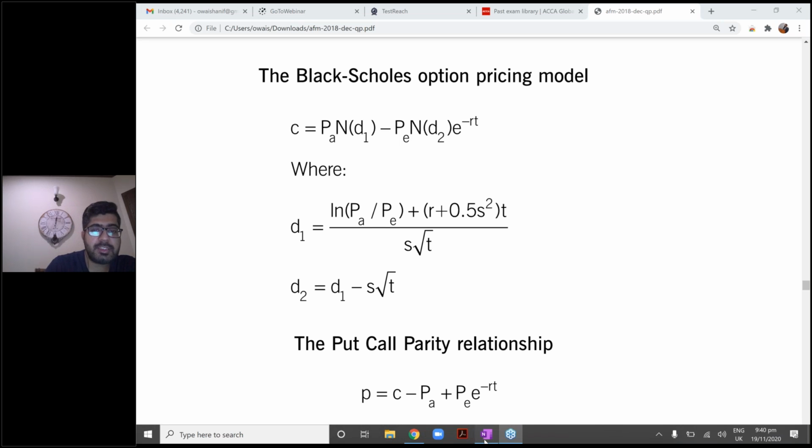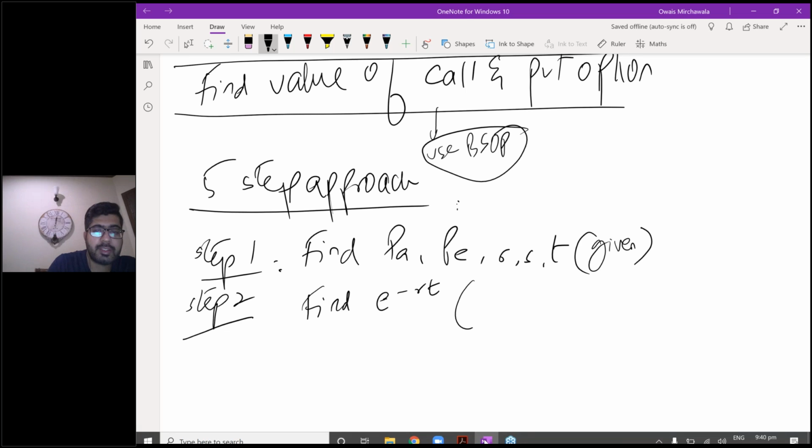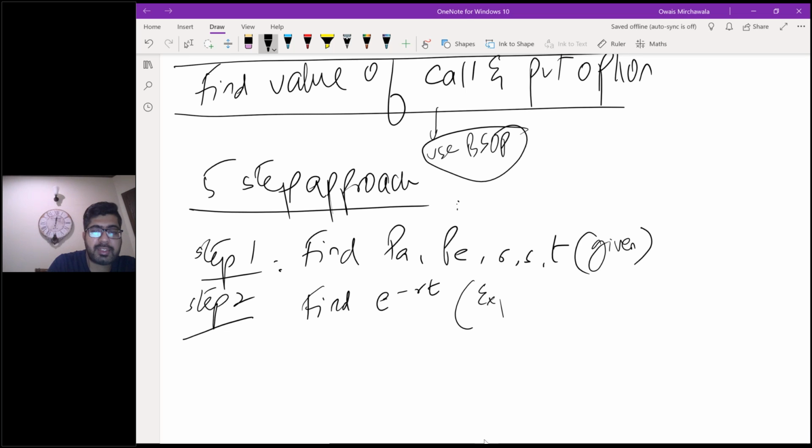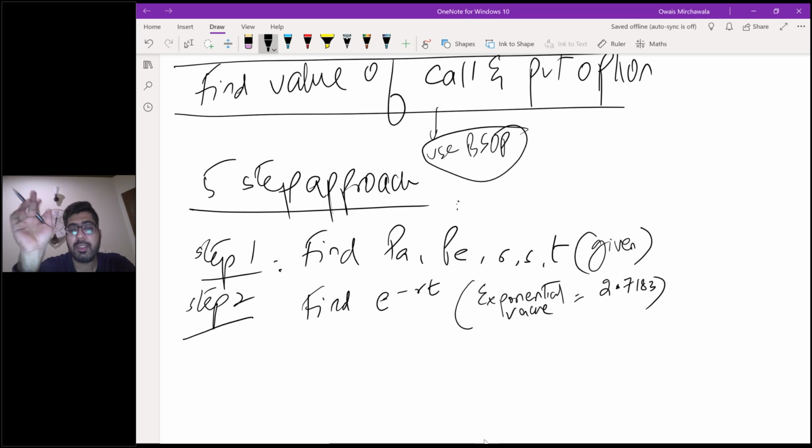Now this E is the exponential value of the calculator, having a fixed value 2.7183. You can even go to your calculator and just find the value of E, which is written in the scientific calculator. The value is fixed, 2.7183, power minus RT. R is the risk-free rate and T is the time to expiry in years.